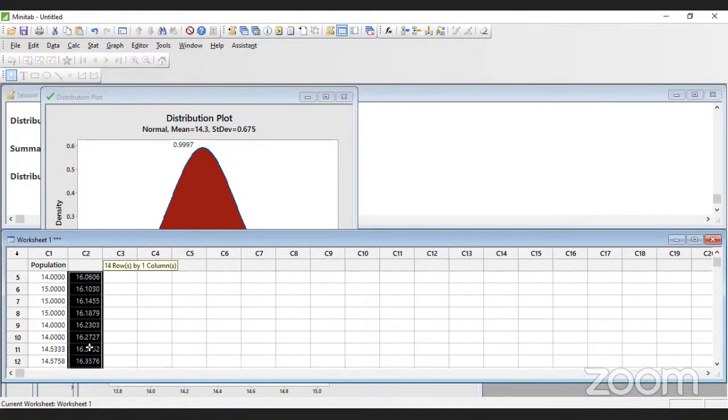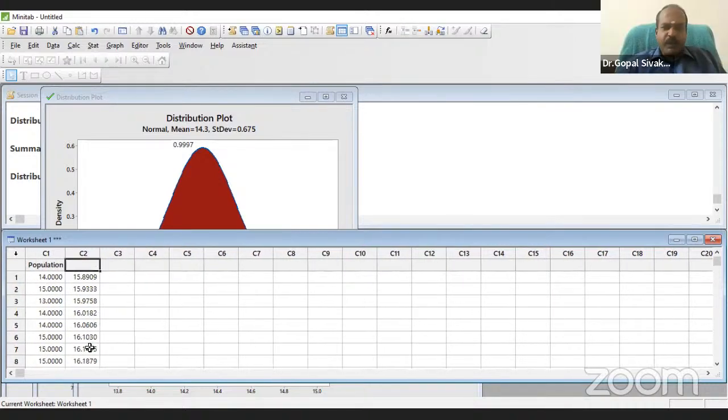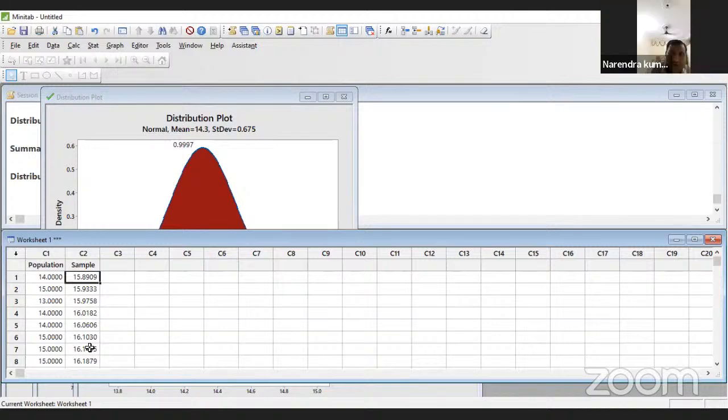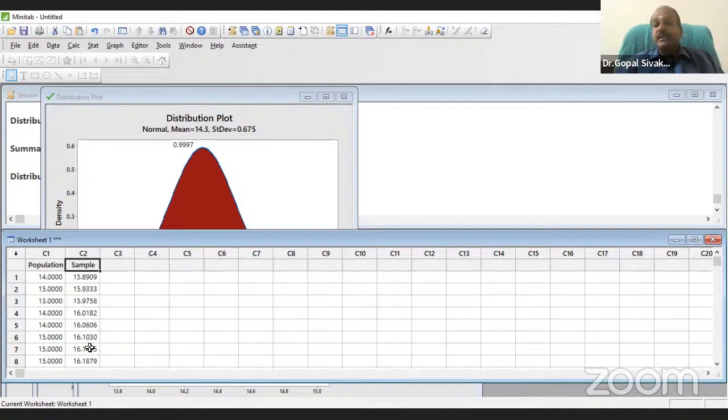These 18 data points are picked up from the population. Now this is called a sample. All of you understand? The first column is population, the second column is sample.